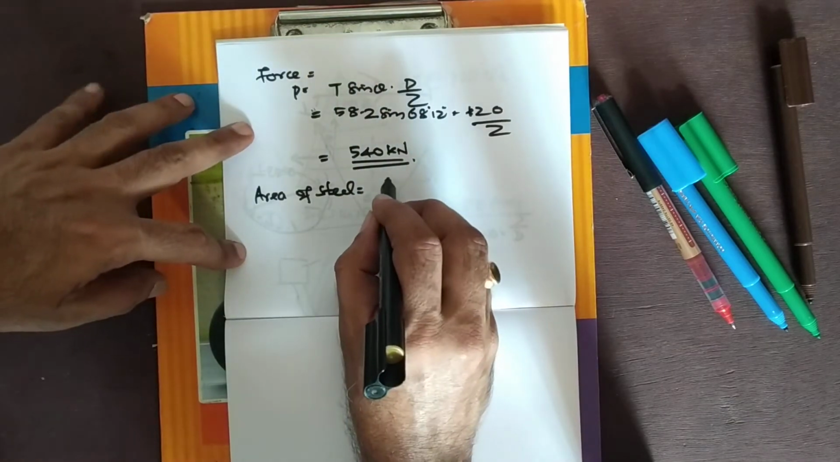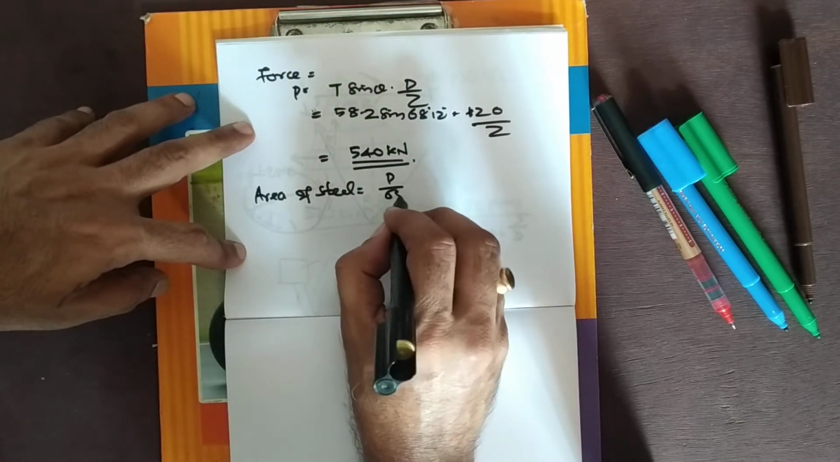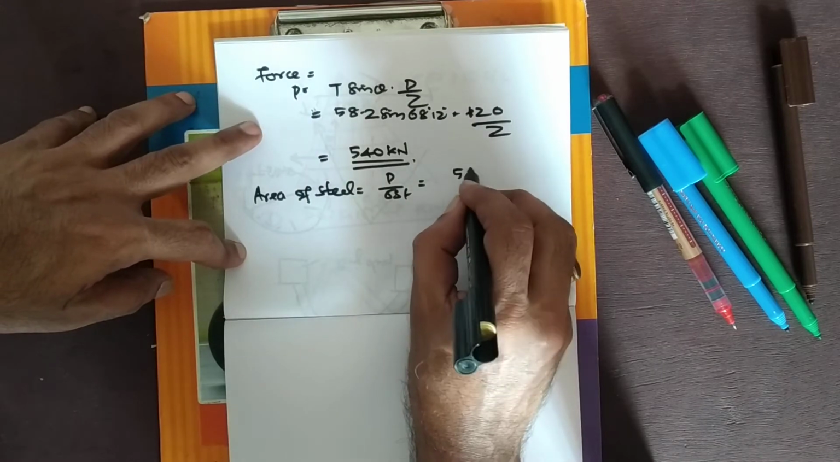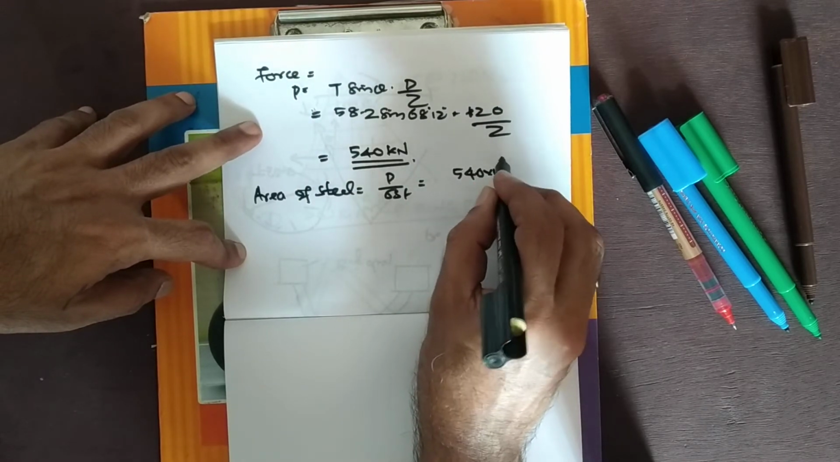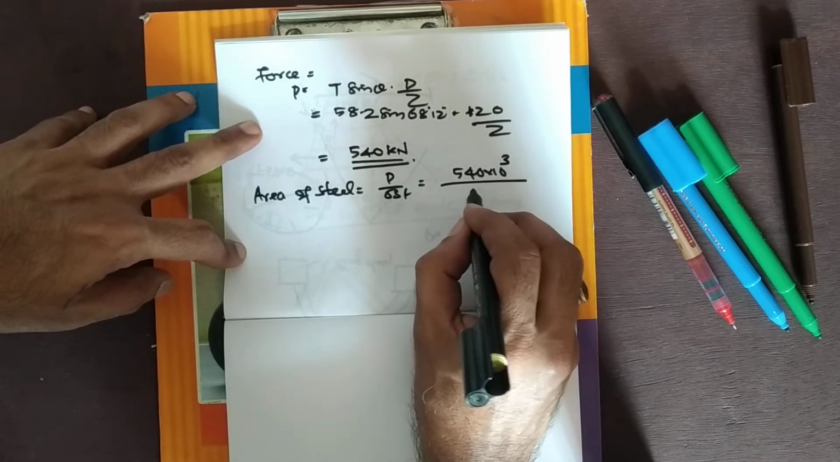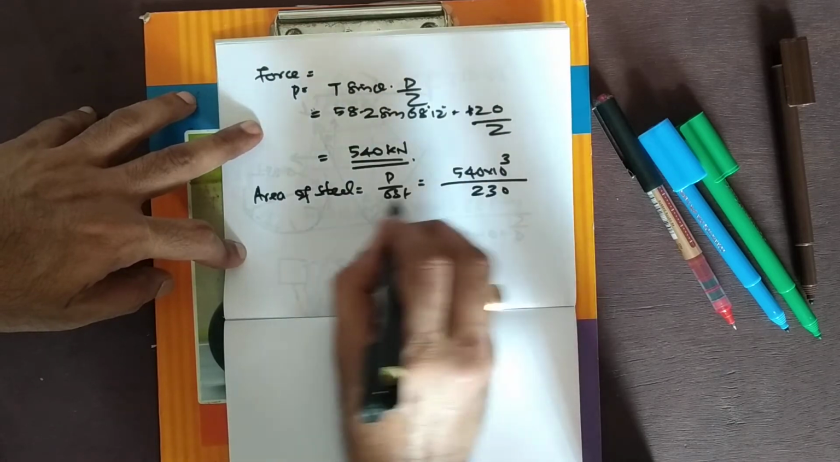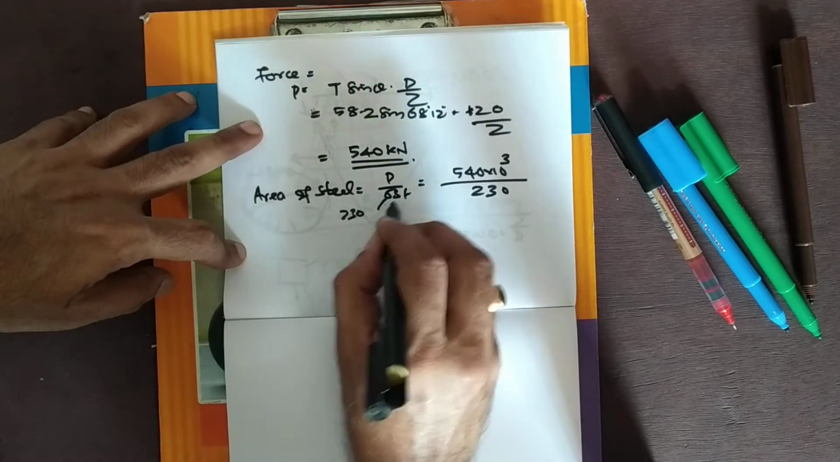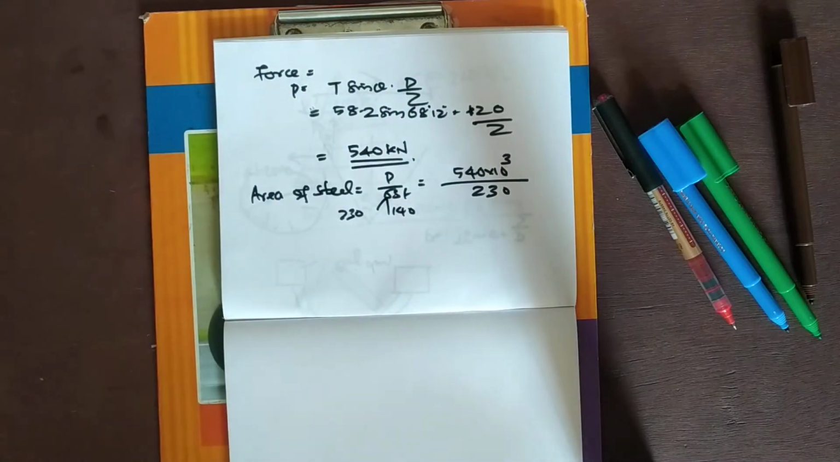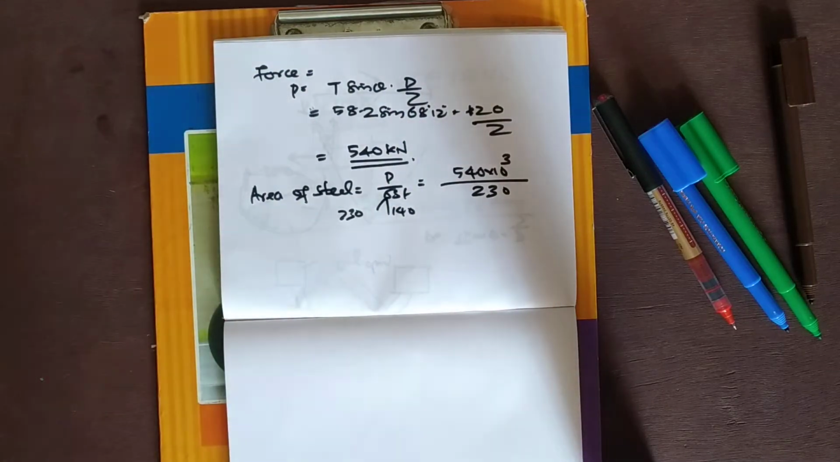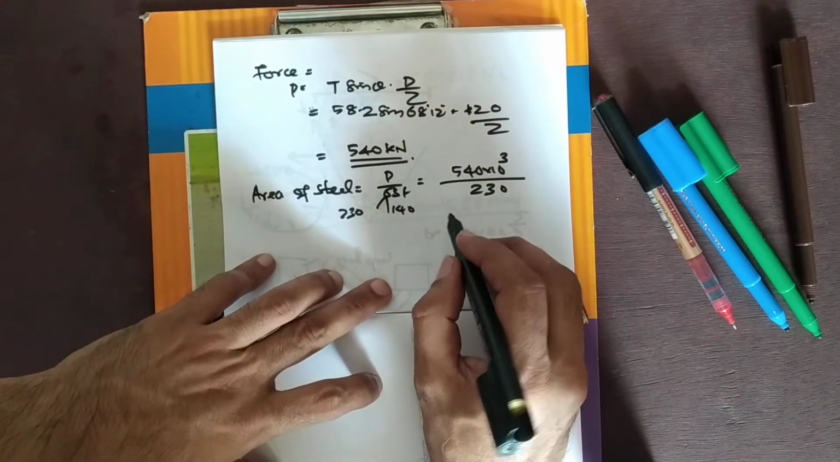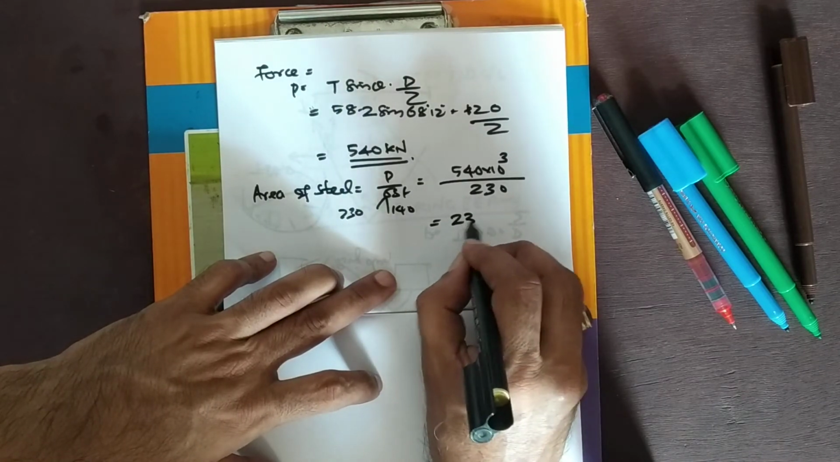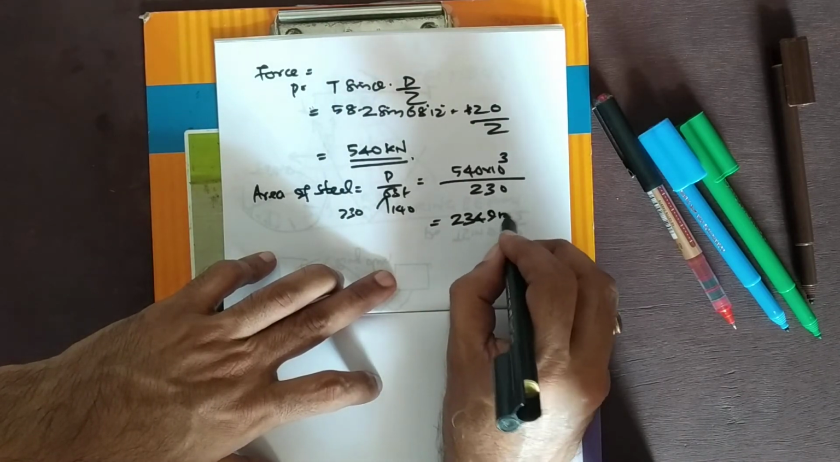Area of steel, you know that force by stress, sigma st. This is nothing but 540 into 10 to the power 3, converting into Newton, divided by 230. Because sigma st I told you it is 230 and 140 you can take. Since we are using Fe 415, let us take 230. So this will come around 2349 millimeter square.